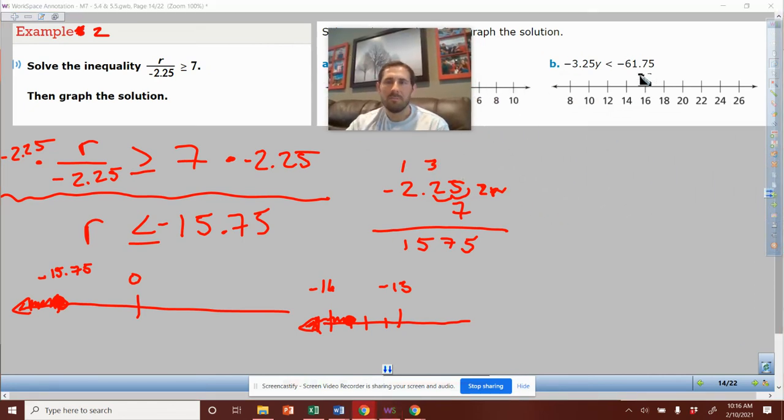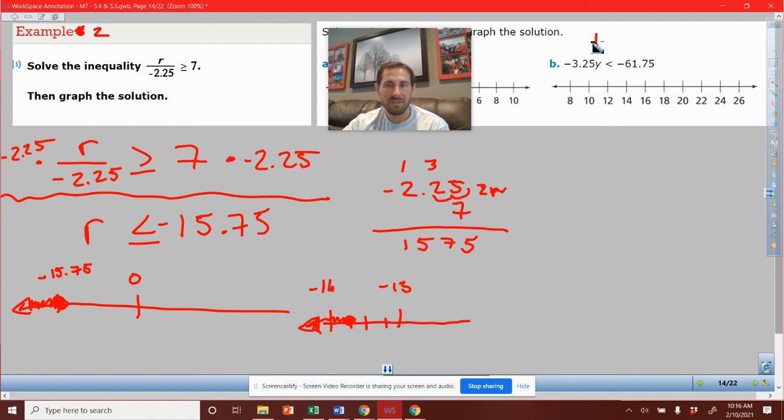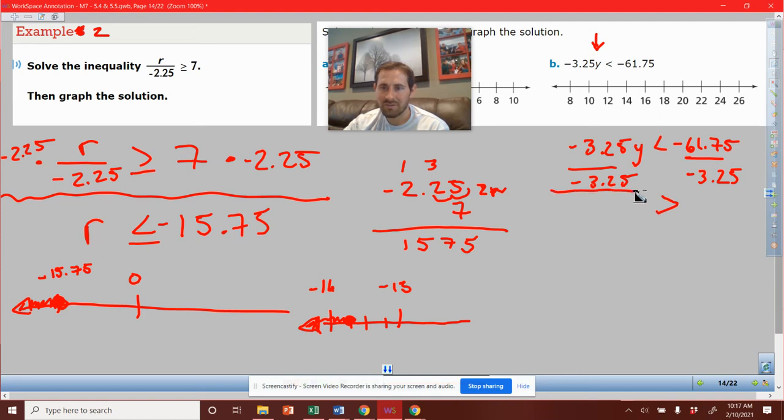We're going to do this problem over here. So what's bothering the y is a negative 3.25. What we have to do is get rid of this negative and divide by negative 3.25. Again, we are multiplying or dividing by a negative, so the inequality goes the other direction now.